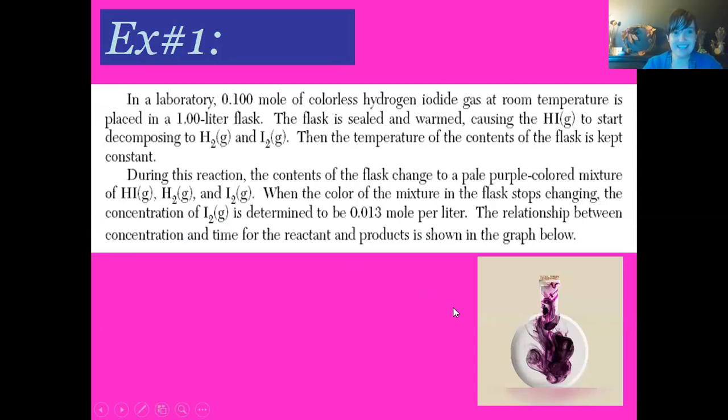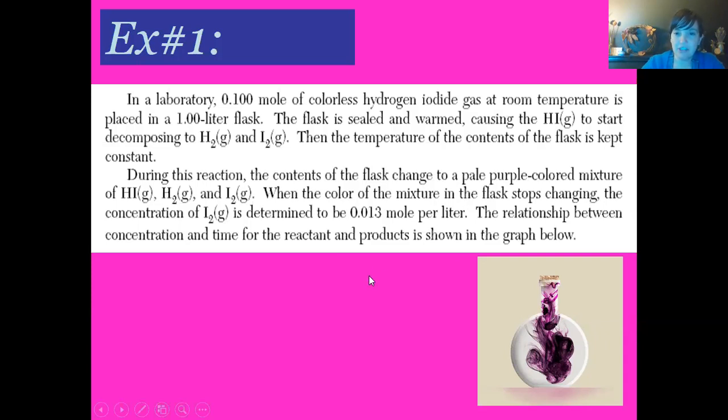All right, so here's an example. In a laboratory, 0.1 mole of colorless hydrogen iodide gas at room temperature is placed in a 1 liter flask. The flask is sealed and warmed, causing the HI to start decomposing to H2 and I2. The temperature of the contents of the flask is constant. During this reaction, the contents of the flask change to a pale purple-colored mixture of HI, H2, and I2. So it started off colorless, now it's turning purple.